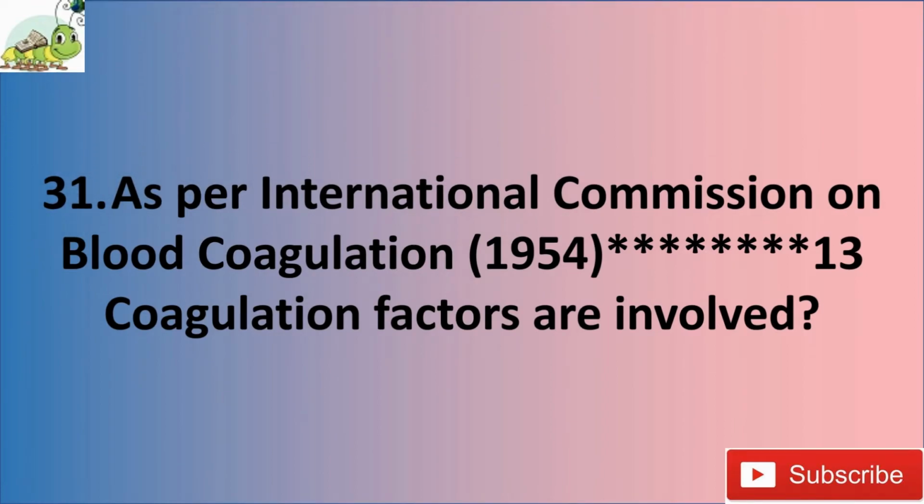Point number 31. As per the International Commission on Blood Coagulation, generated in 1954, 13 coagulation factors are involved. Who are those? Number 1. Fibrinogen, synthesized by the liver and released in blood plasma. Number 2. Prothrombin, synthesized by the liver in the presence of vitamin K. Third. Tissue thromboplastin, released from injured tissues and blood platelets at injury. Fourth. The calcium ions. Fifth. Labile factor.